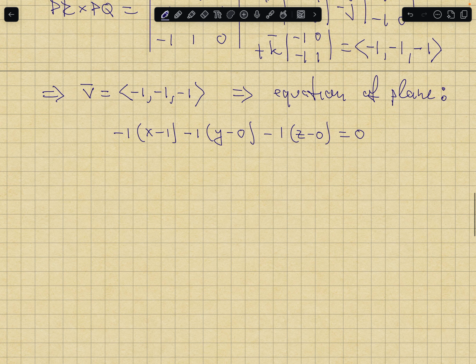And if I simplify, this is going to be minus x plus 1 minus y minus z equal to 0. And I can move 1 to the other side and then divide by -1. So I get the final equation, x plus y plus z equal to 1. Right? So that would be my equation of a plane. So that's the answer to this question.